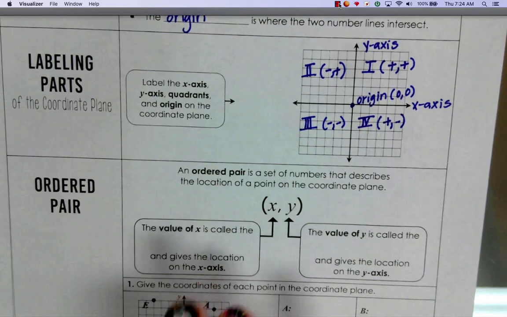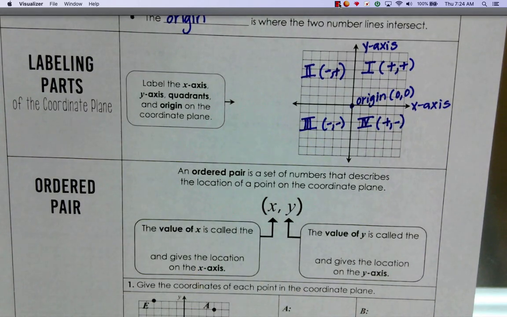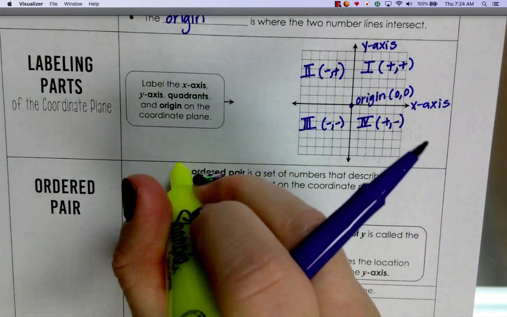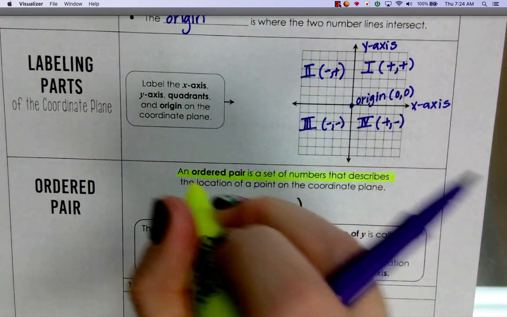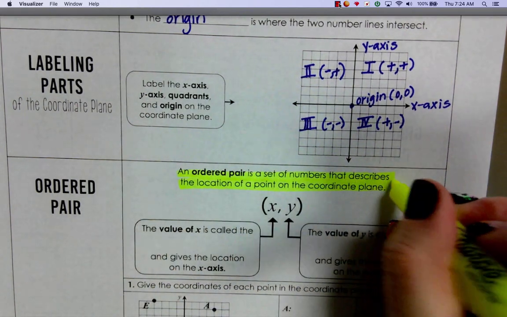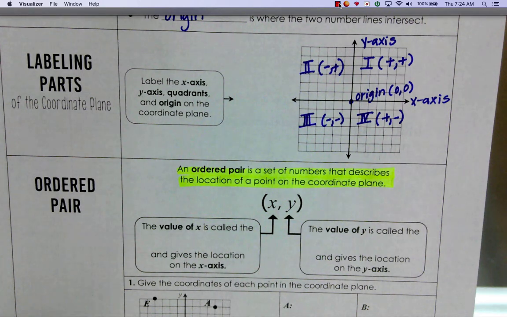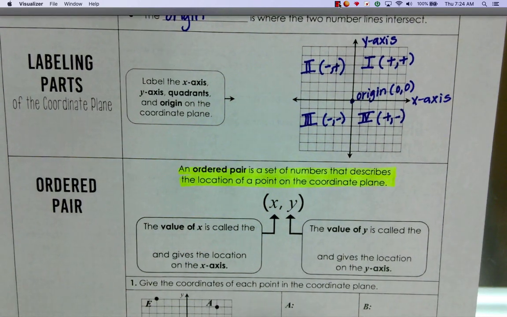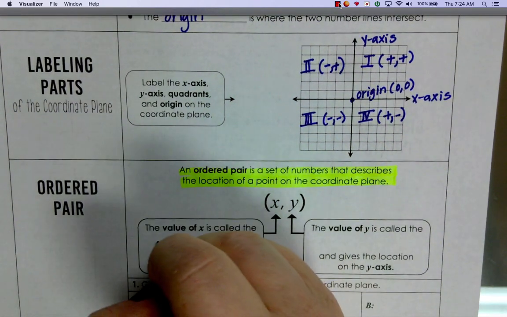So an ordered pair, I want you to highlight this with your highlighter, is a set of numbers that describes the location of a point on the coordinate plane. So the value of x is called the x.